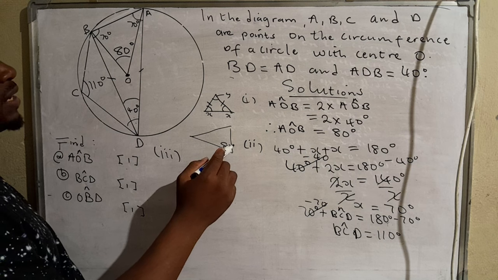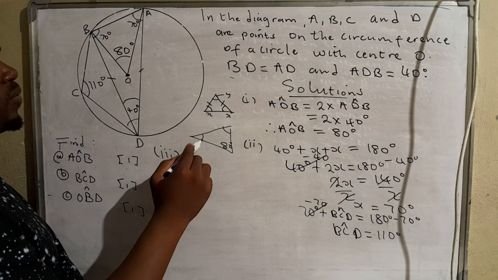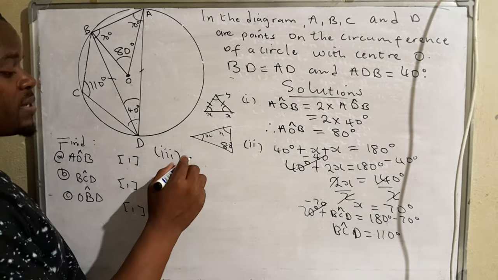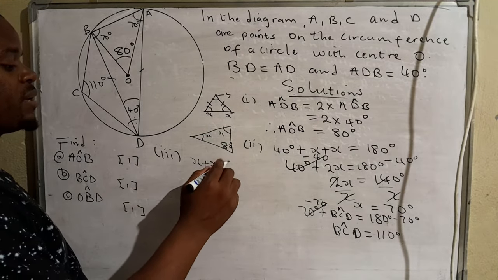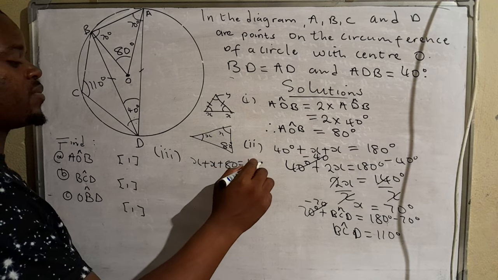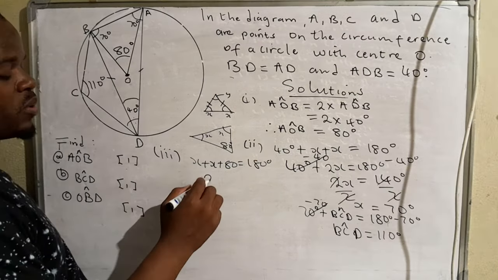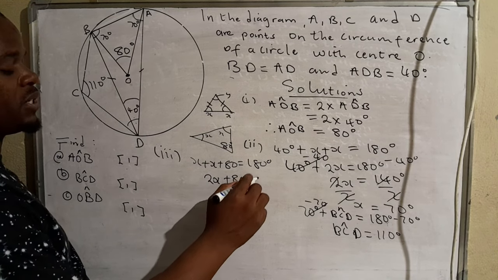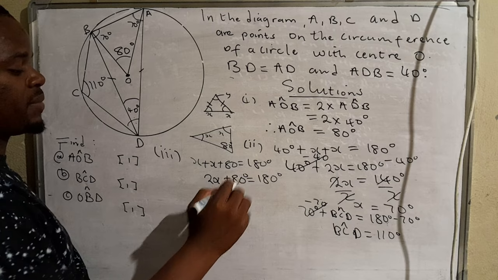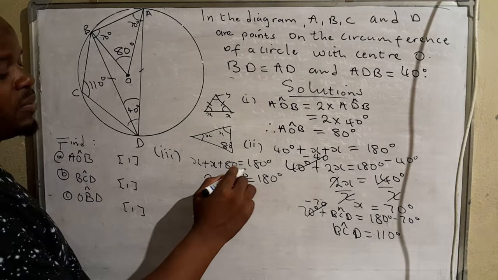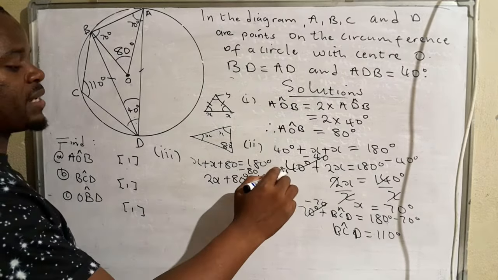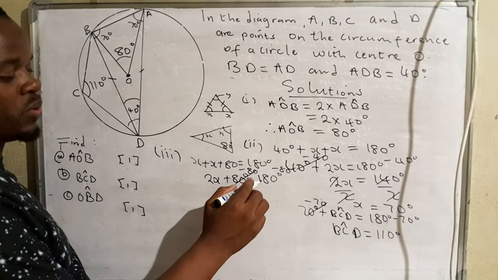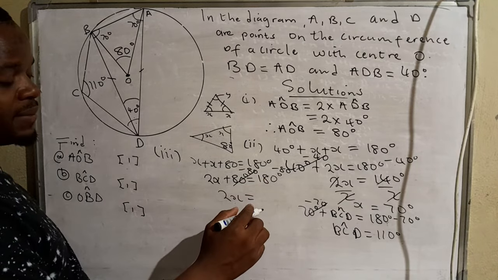So there is an 80 here. Then we don't know the values of the base angles. We name them X, X. So X plus X plus 80 should give us 180 degrees. This will give us 2X plus 80, which is equal to 180 degrees. So we need to get rid of this one. That will be minus 80, minus 80. So that will give us a 0, and we'll have 2X, which is equal to 180 minus 80.